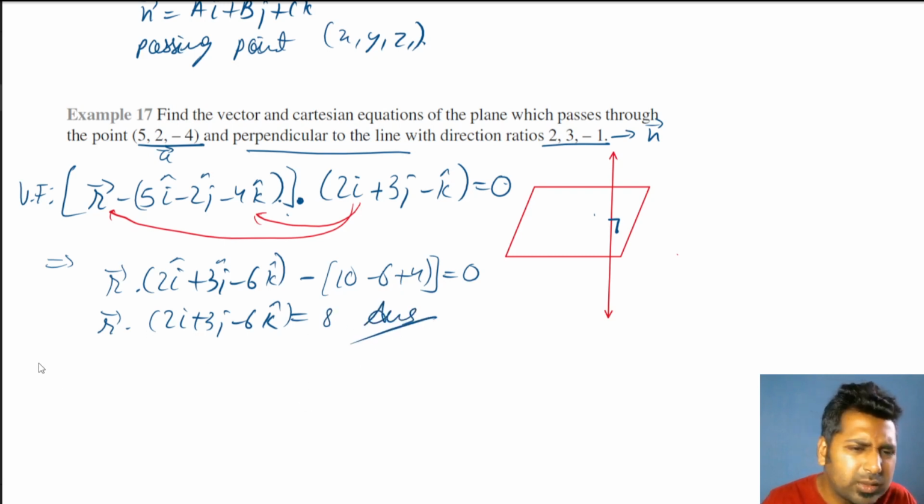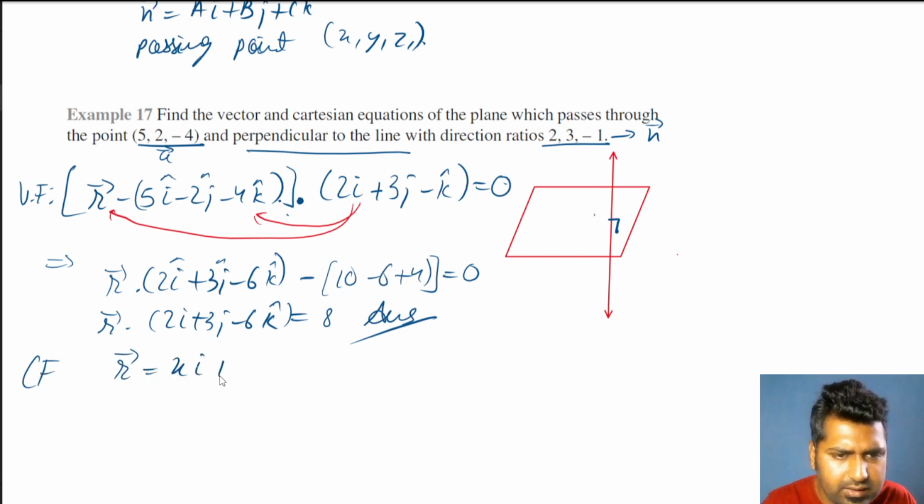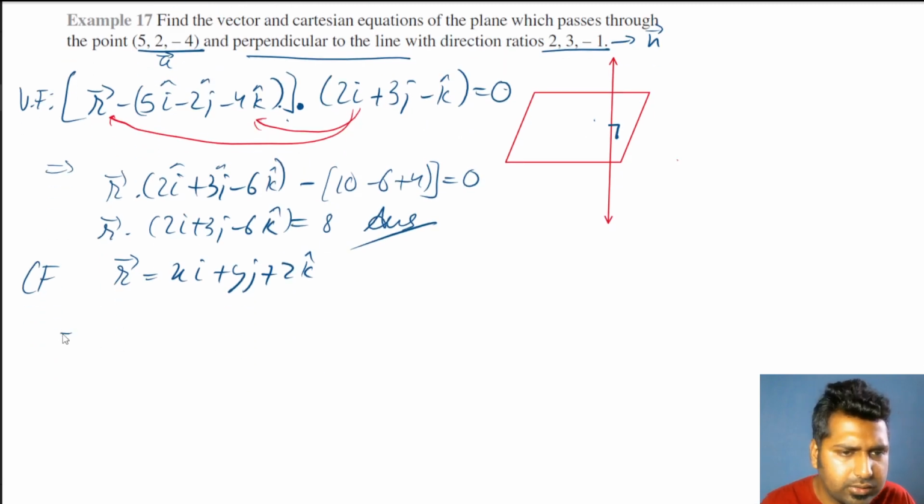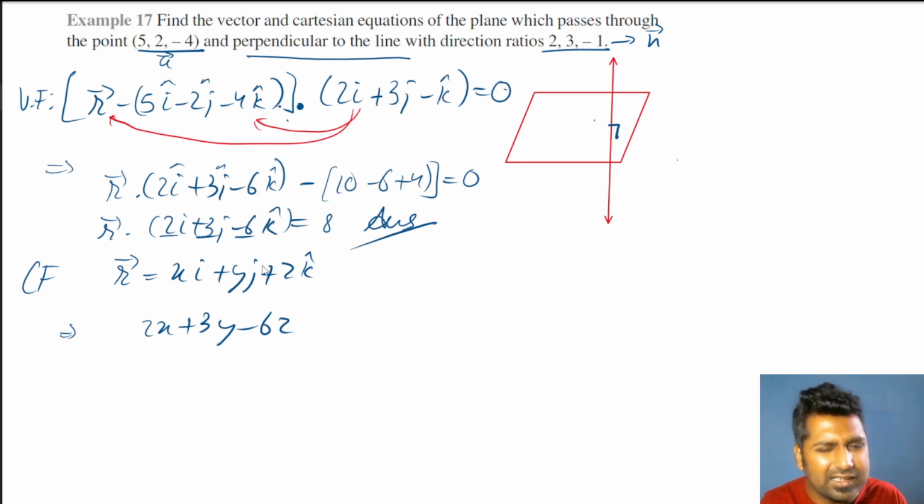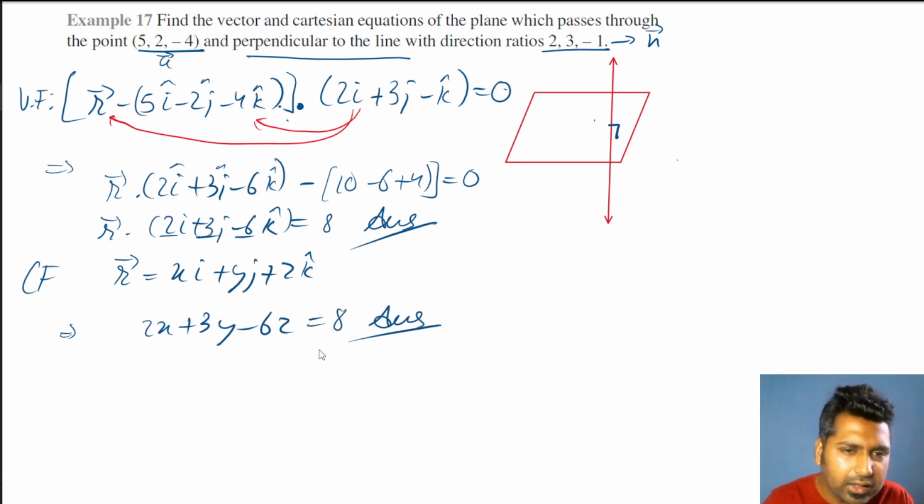If I want to convert into Cartesian form, what do I have to do? Replace r with xi, yj, zk and do the dot product. If I do the dot product, what will I get? Basically these components with x, y, z: 2x plus 3y minus 6z, just replacing i j k directly with x y z, is equal to 8. So how much time would that take? As long as you can do the Cartesian form, the vector form is simple.